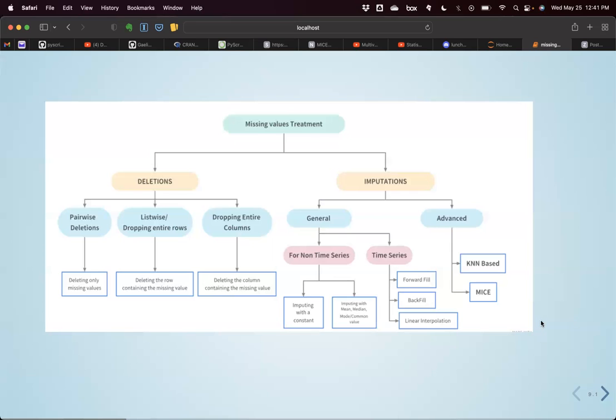Any questions so far about this table? Because this table really summarizes basically all the things that you should be doing when treating missing values.